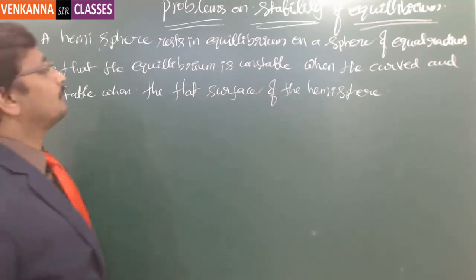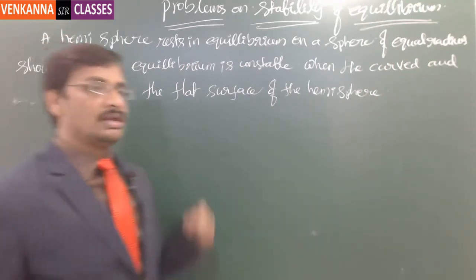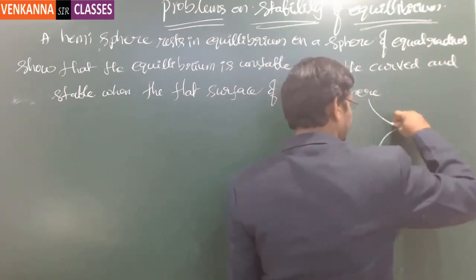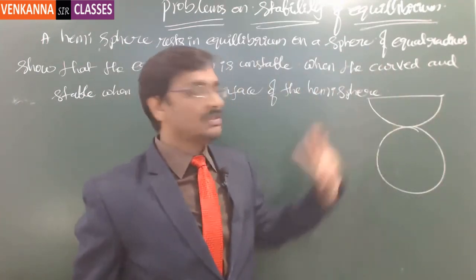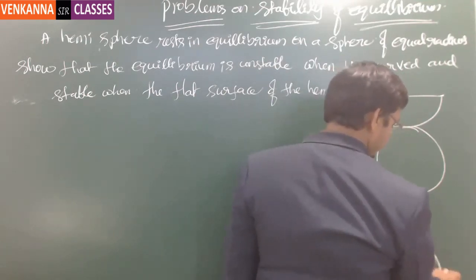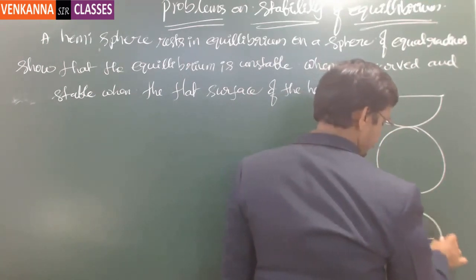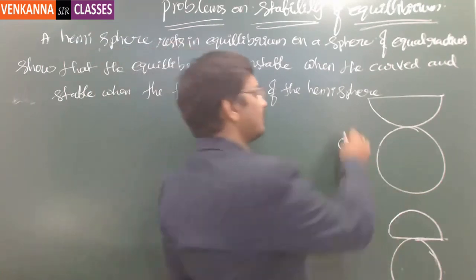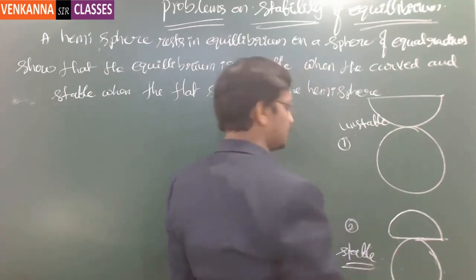See this, a hemisphere rests in equilibrium on a sphere of equal radius. That means there is one sphere and there is one more hemisphere. So let us say this is the sphere and this is the hemisphere. Right? So the curved surface is in contact with the sphere. This is case 1. And the second case is, this is the sphere. So this is the hemisphere. Now this is case 2. So in case 1 actually this is unstable equilibrium. And this is stable equilibrium. And that's what actually he asked us to prove.